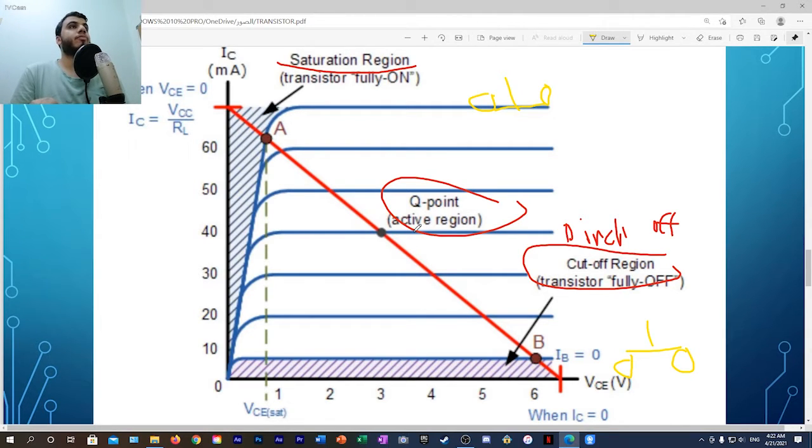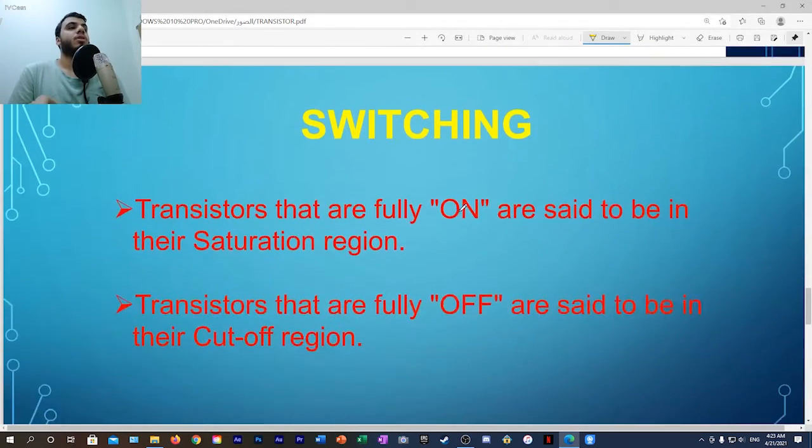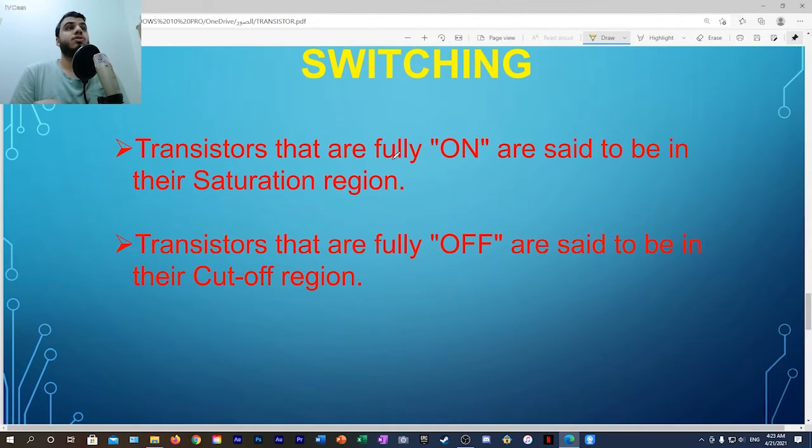That's what I said about applications of the transistor. One of them is switching. Yes, that's as I said: switch on, switch off. Cutoff region, saturation region.